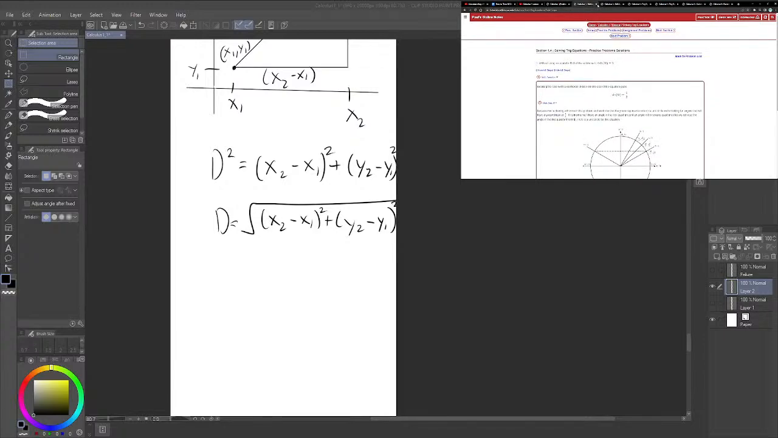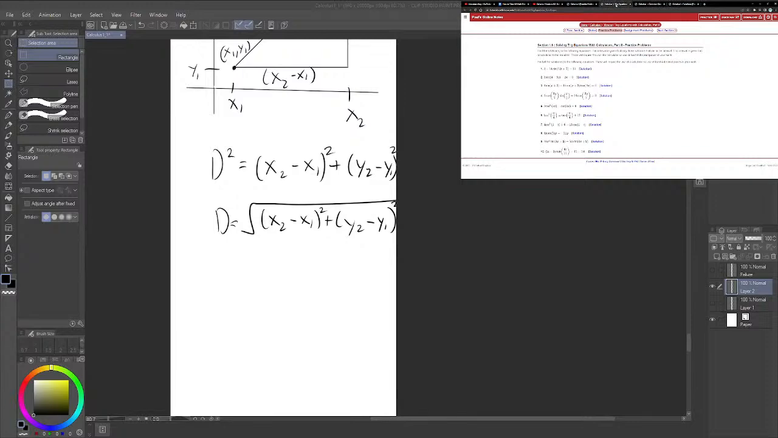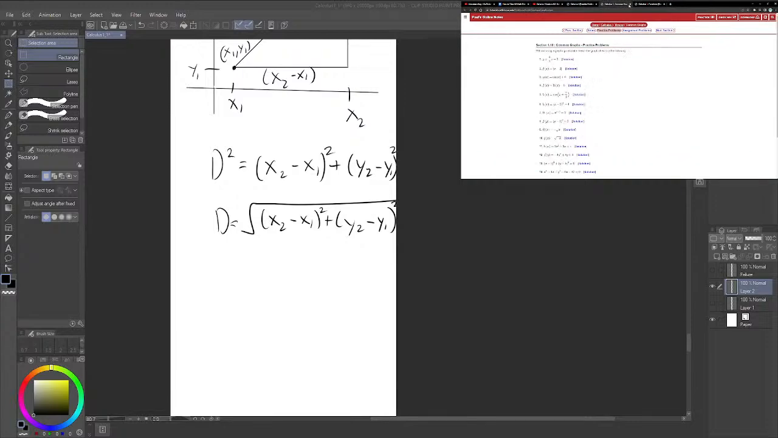I'm going to skip this one for now. Solving trig equations with calculators is the same thing but harder. Not harder, but different.